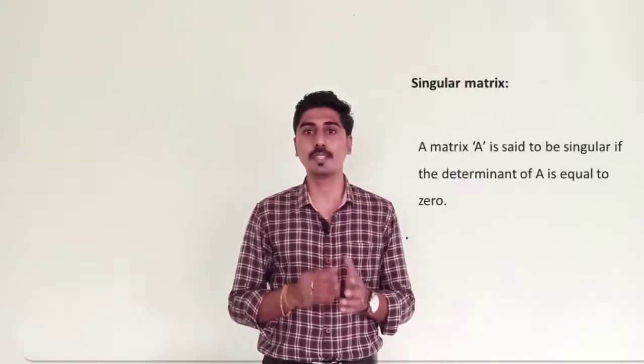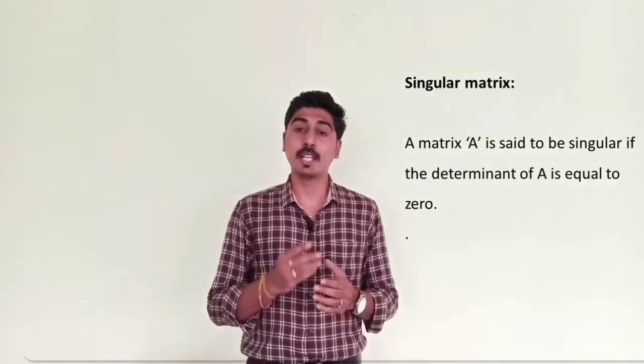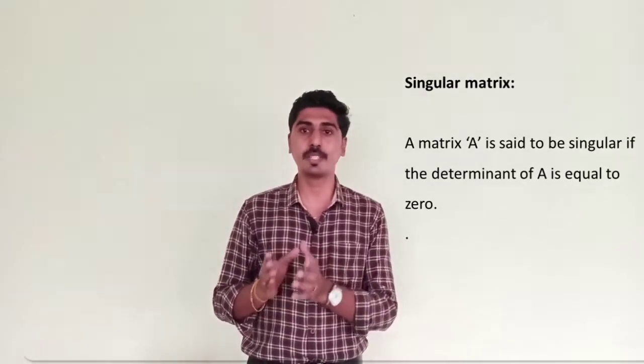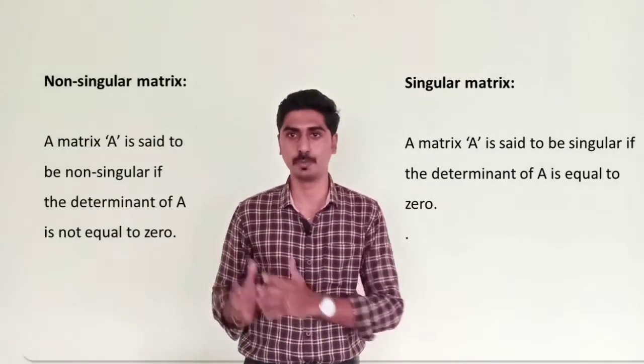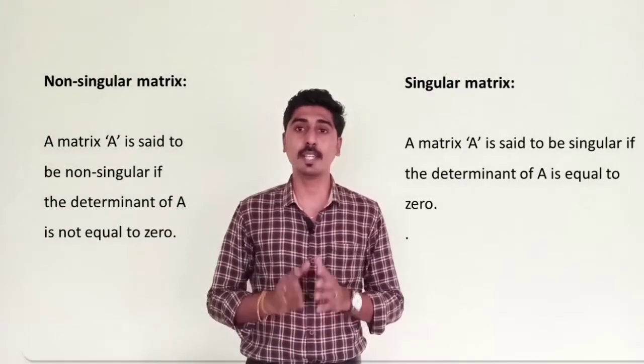A matrix is said to be singular if its determinant is equal to 0, and it is said to be non-singular if its determinant is not equal to 0. To find the inverse of a matrix, the matrix should be non-singular.